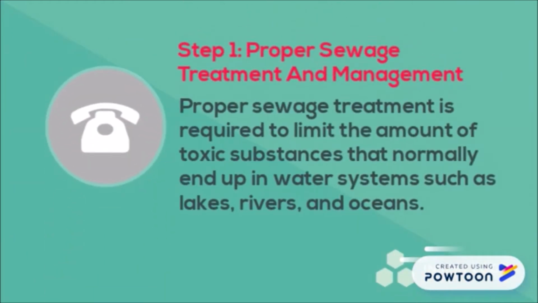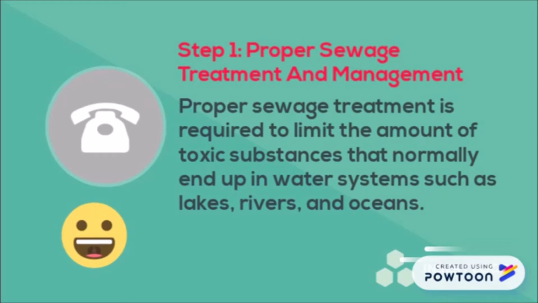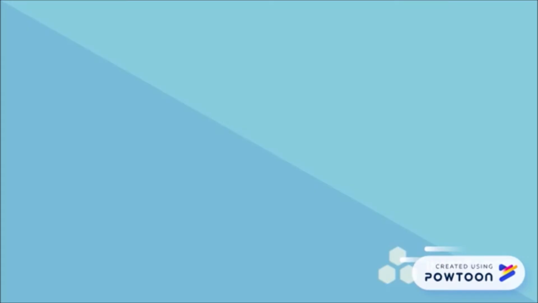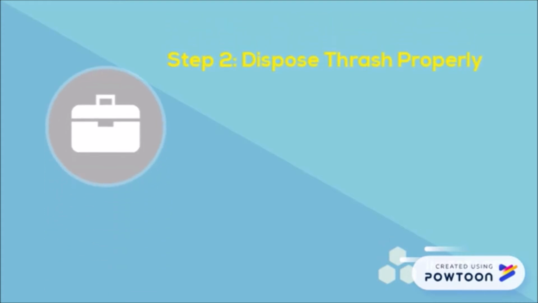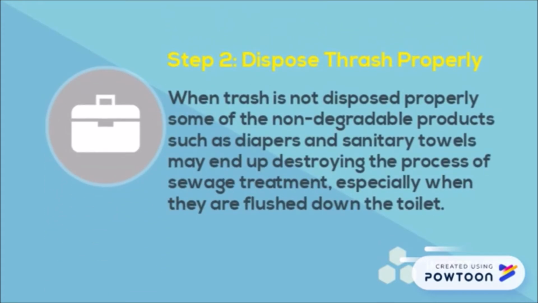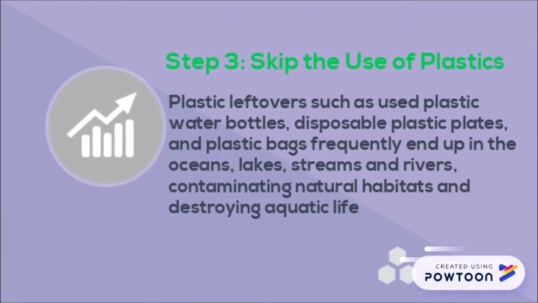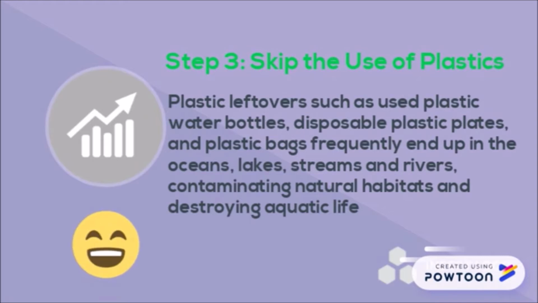Proper sewage treatment is required to limit the amount of toxic substances that normally end up in water systems such as lakes, rivers, and oceans. When trash is not disposed of properly, some non-degradable products such as diapers and sanitary towels may end up destroying the process of sewage treatment, especially when they are flushed down the toilet. Plastic leftovers such as used plastic water bottles, disposable plastic plates, and plastic bags frequently end up in the oceans, lakes, streams, and rivers, contaminating natural habitats and destroying aquatic life.